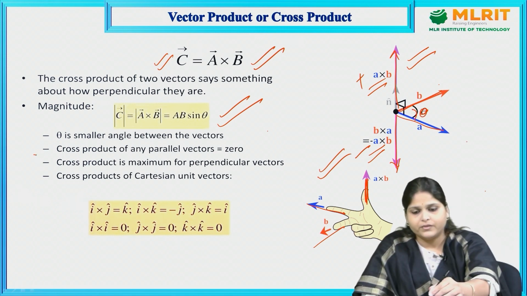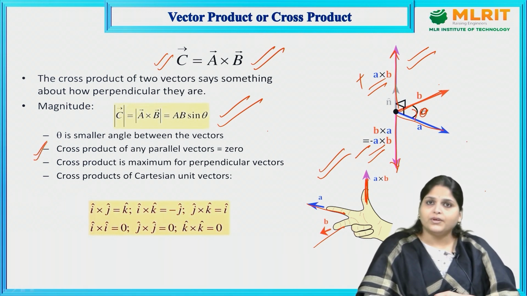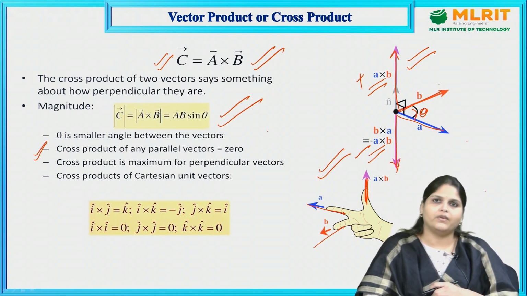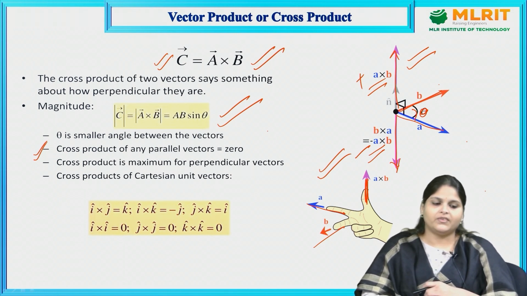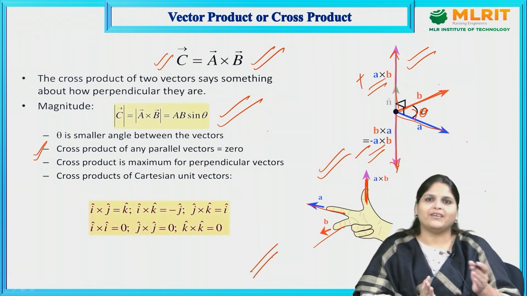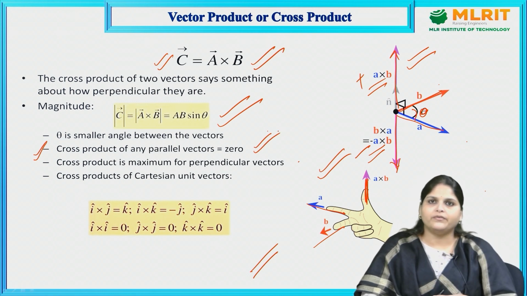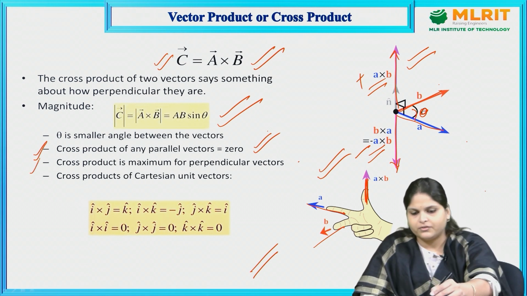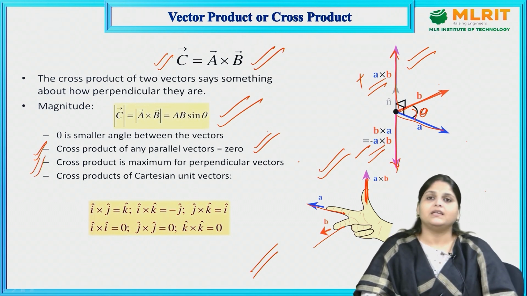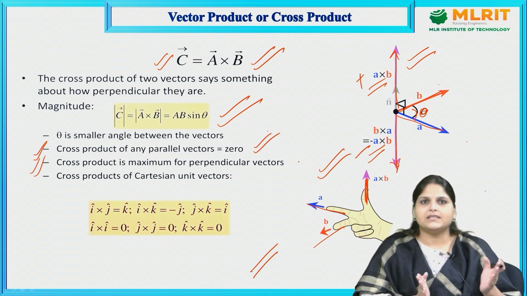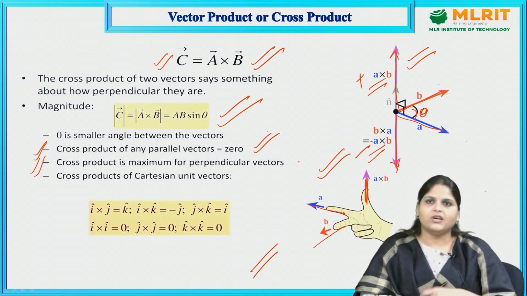Another thing which we should know about the cross product is that the cross product of any parallel vectors is equal to 0, right? If they are parallel, obviously there is no angle between them, so ultimately it becomes 0. So the cross product of any parallel vectors is equal to 0, right? Another thing which we must know is that the cross product is maximum for perpendicular vectors, because we know the angle between them is 90. So the cross product would be maximum, right?